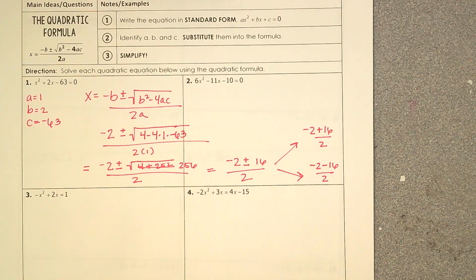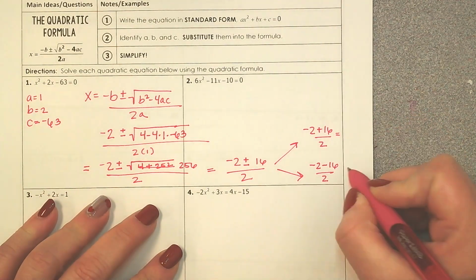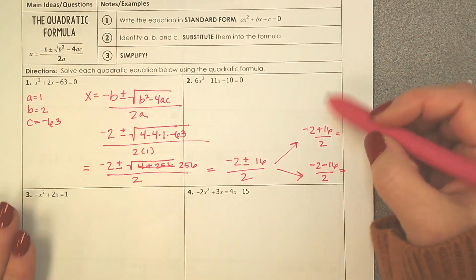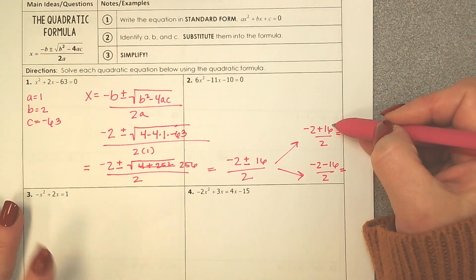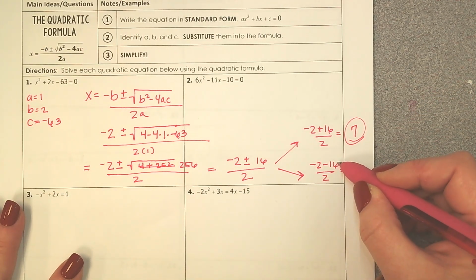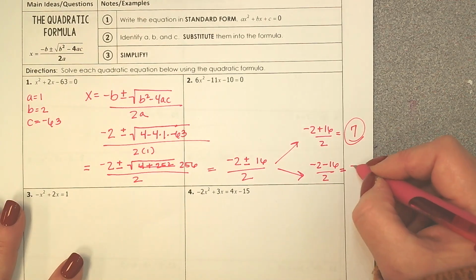What's the square root of 1? 1. That was on the quiz. A lot of people left it as square root of 1. You can take the square root of 1, it's 1, because 1 times 1 is 1. So just keep going. Just make sure you're simplifying completely. Negative 2 plus 16 is 14 divided by 2 is 7. Negative 2 minus 16 is negative 18 divided by 2 is negative 9.